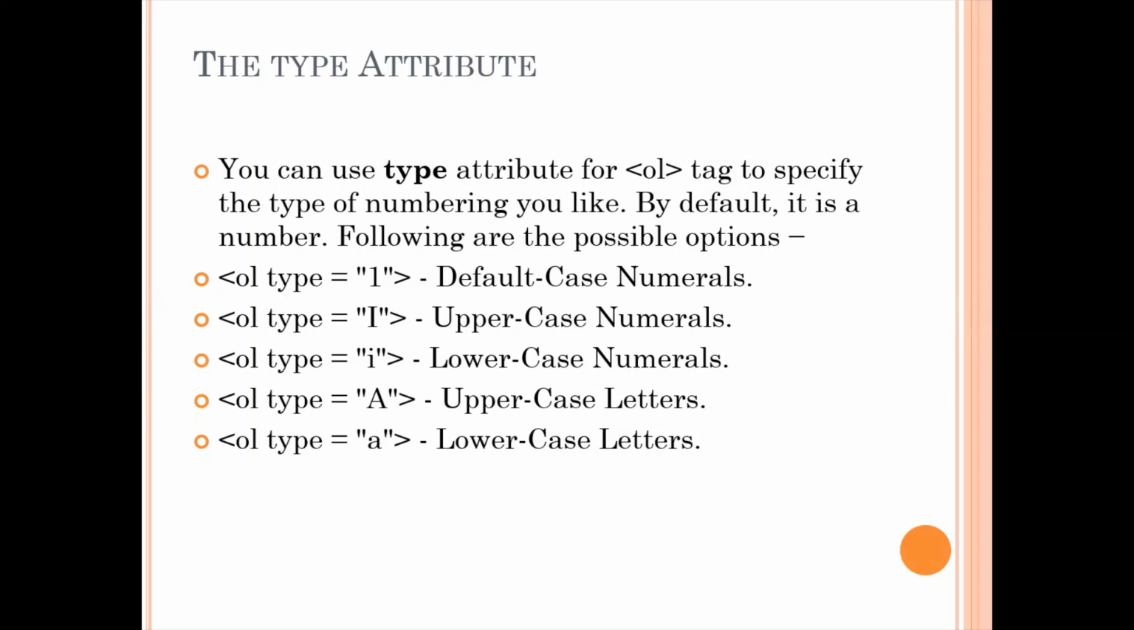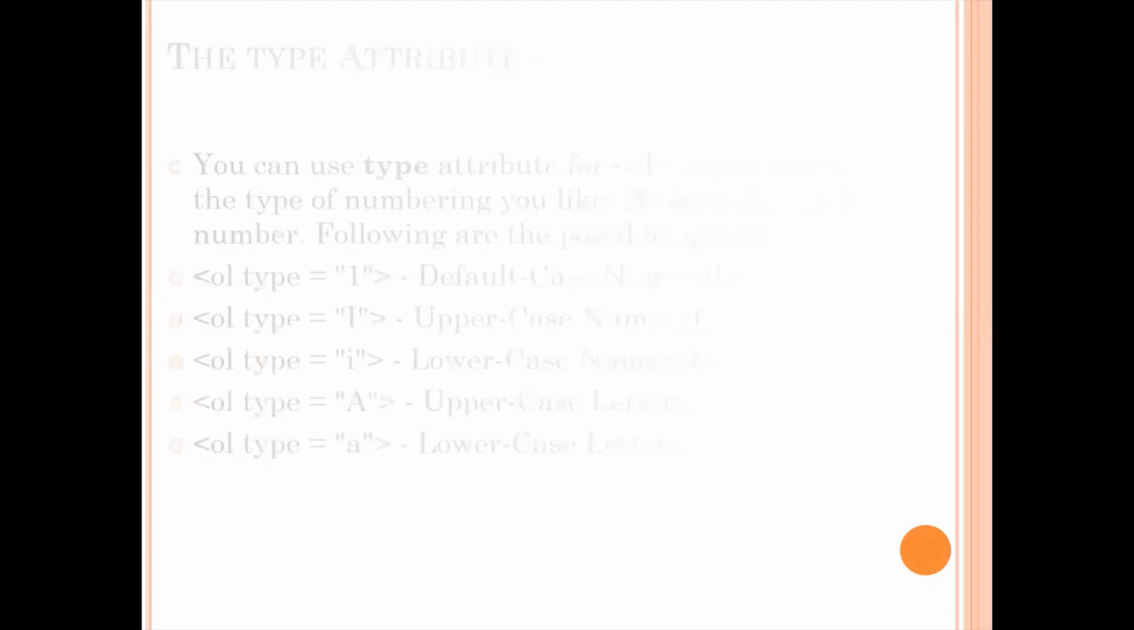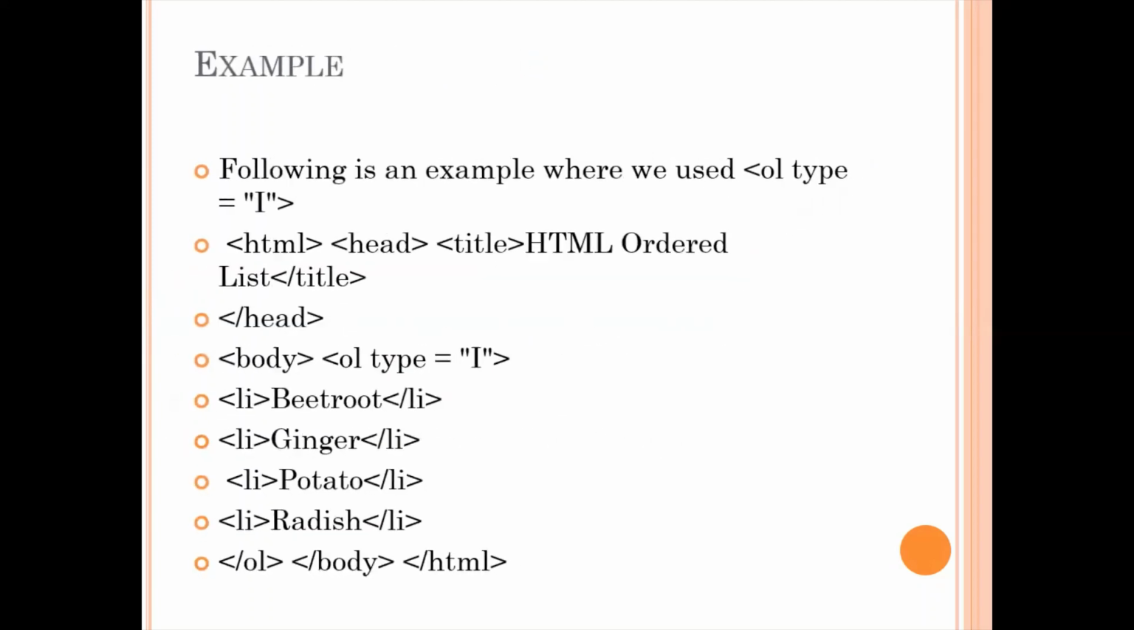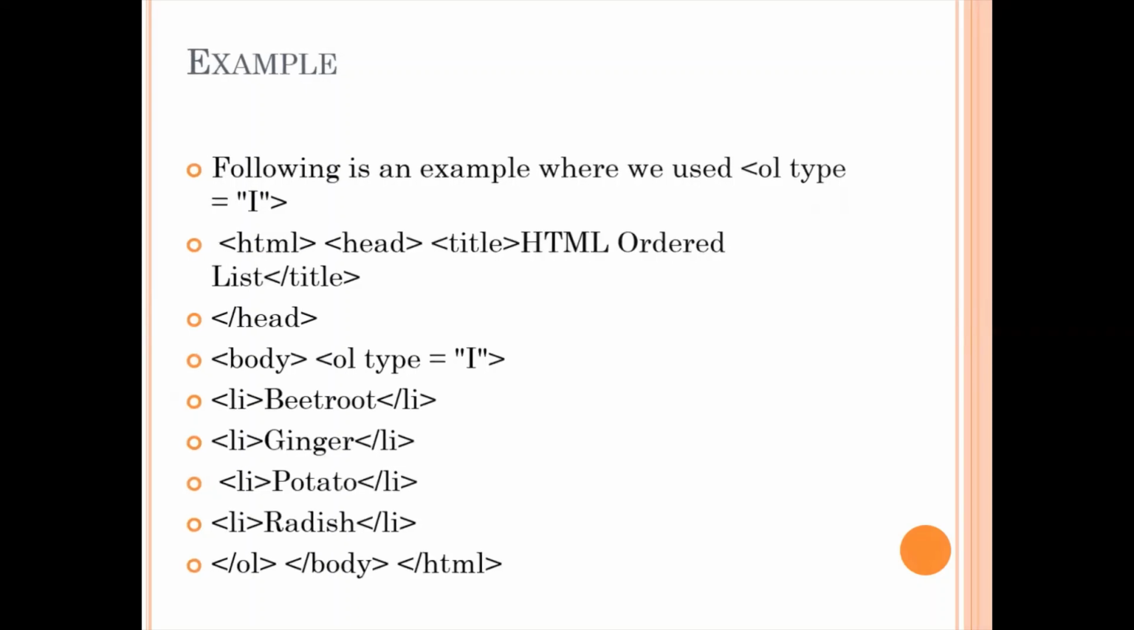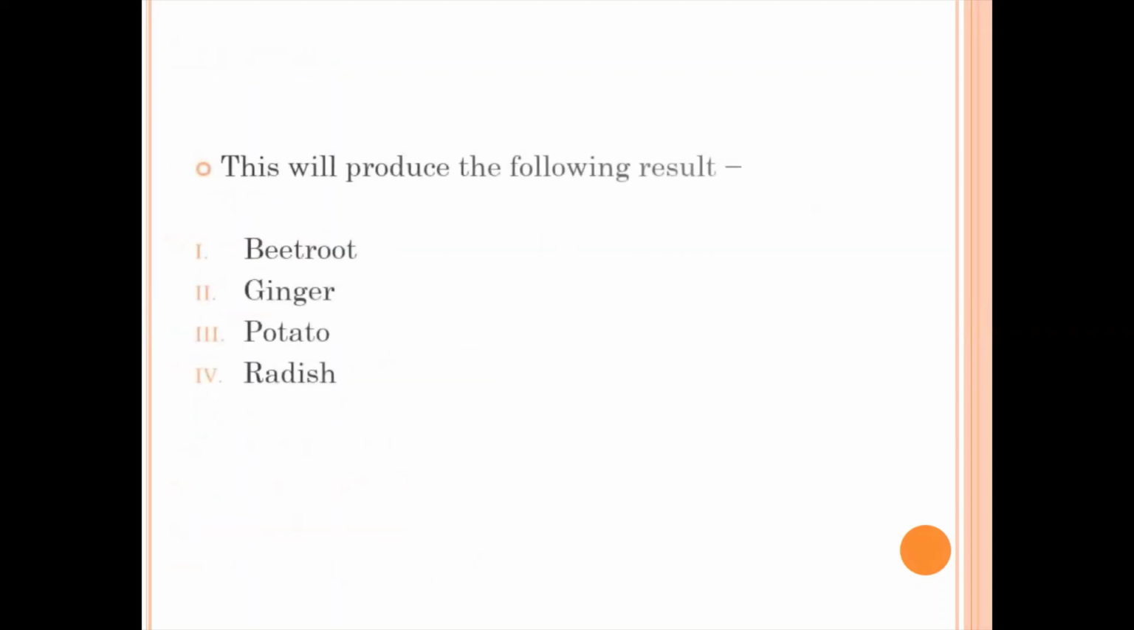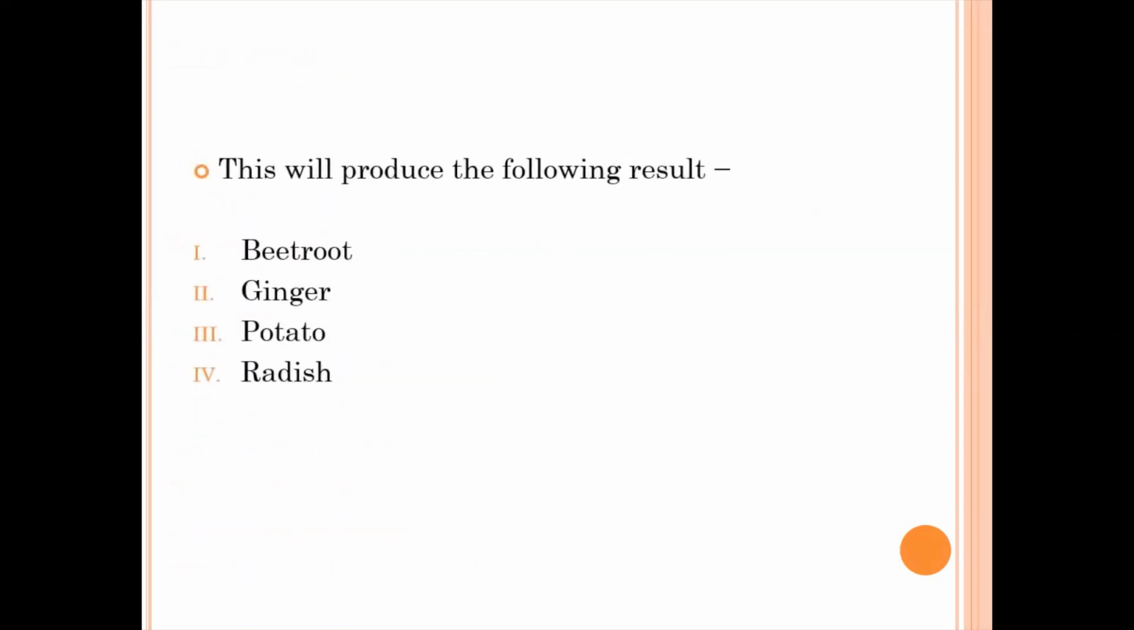If we want 1 2 3 type, then we will use 1. This is simply an example, and we have taken the capital Roman in this. This is the output of this program.